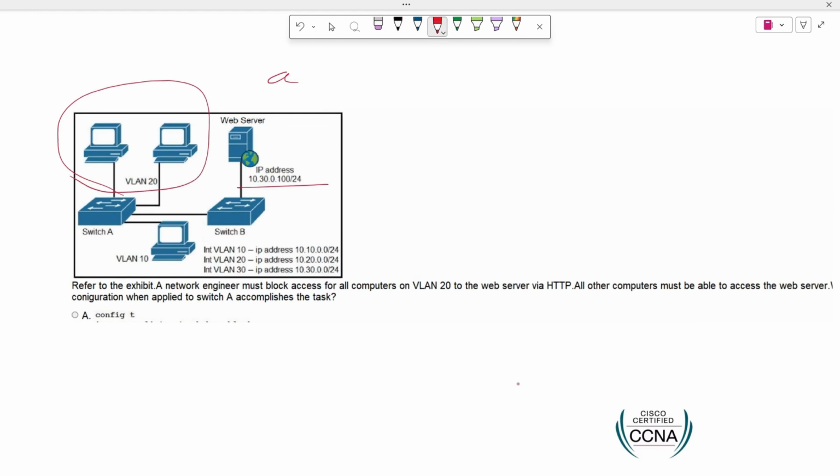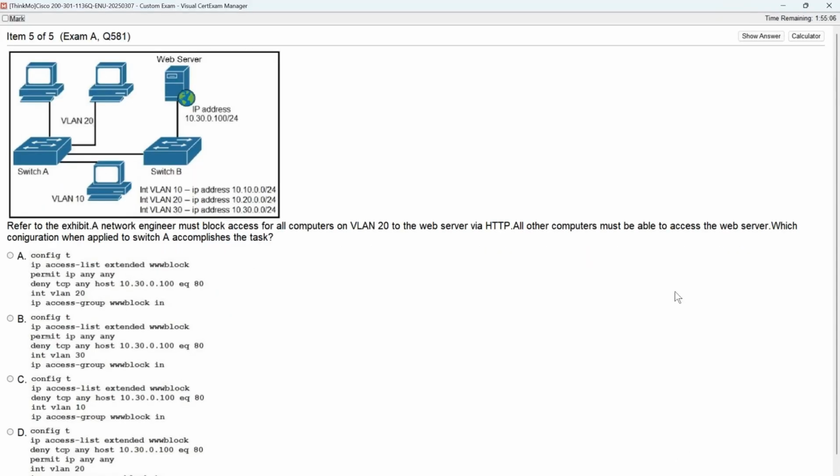It says, the network engineer wants to prevent VLAN 20, that is, these two hosts, from accessing the 10.3.30.100 network, specifically to prohibit them from using HTTP to access it via the web, right? But they should still be able to access it in other ways, right? For example, VLAN 10 should be able to access it, right? So the question is, which configuration should we choose to accomplish this task? Now let's look at the configuration.